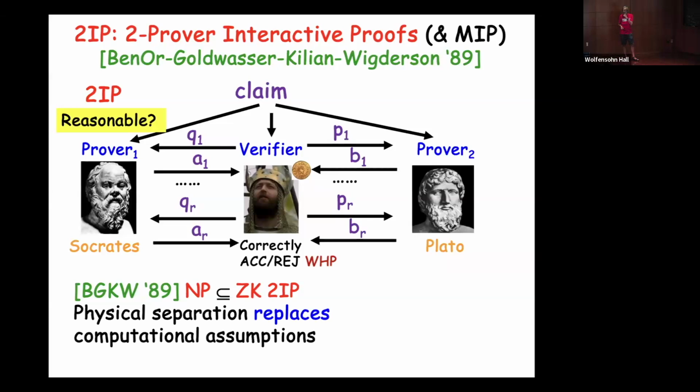And you can ask, like we asked before, is it reasonable? Well, I have two answers. One is it's reasonable in real life. We know police like to, when catching two suspects in the same crime, put them in different cells and interrogate them separately. So in some sense, it happens in life.